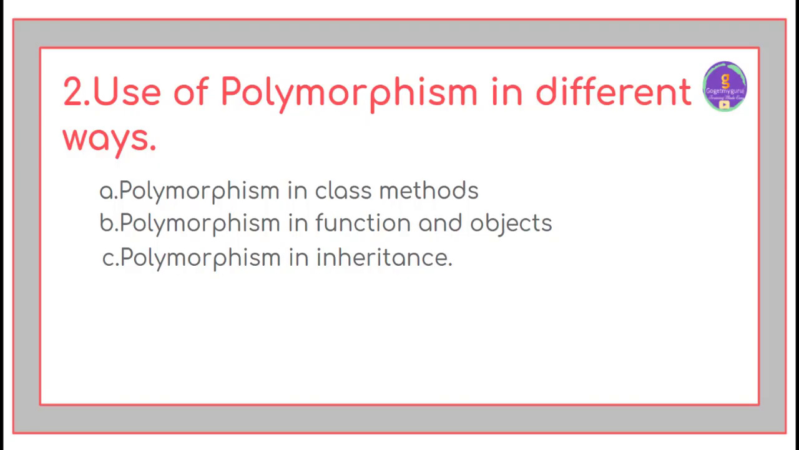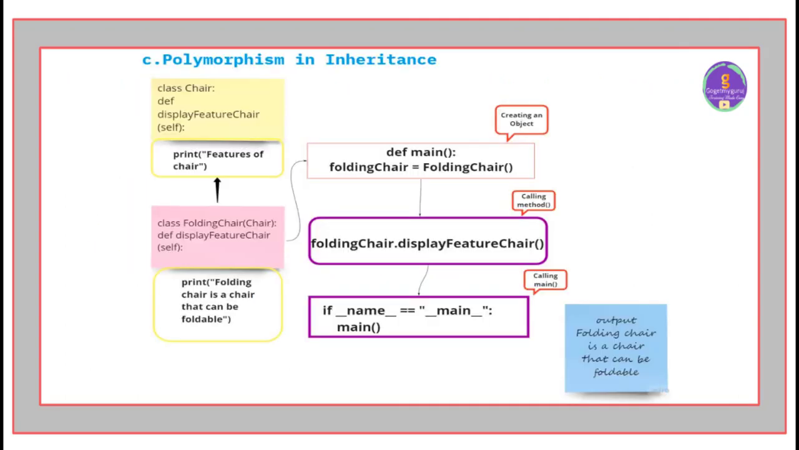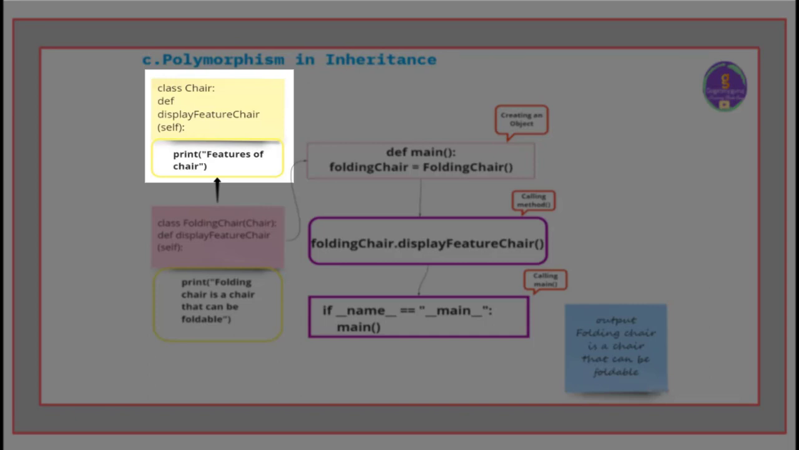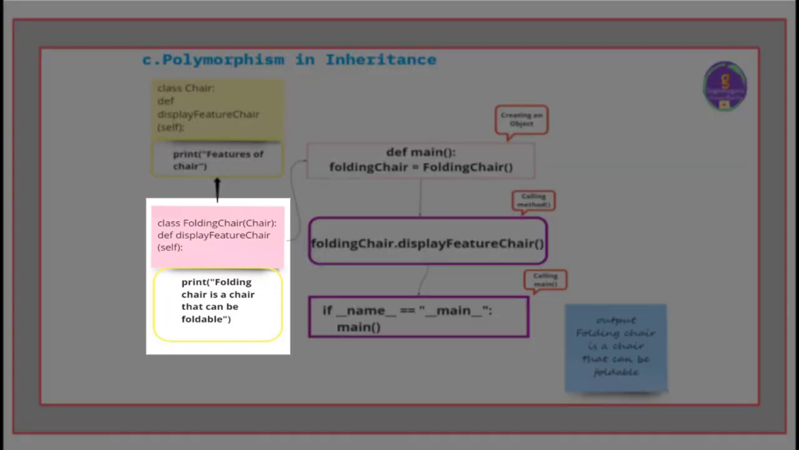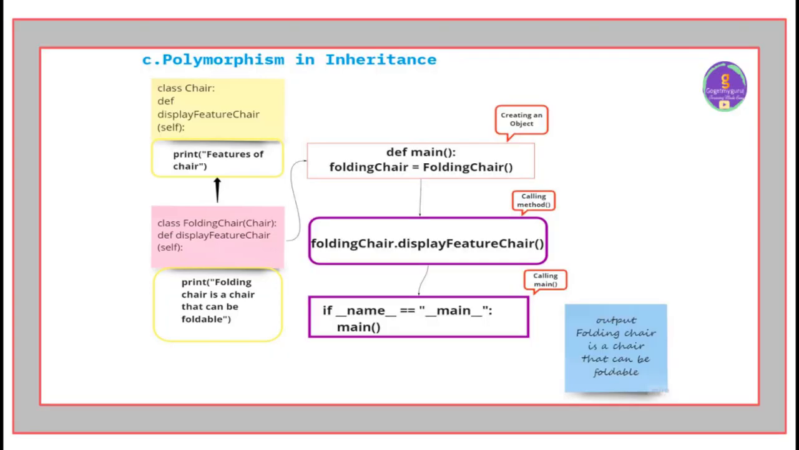And then the last is the use of polymorphism in an inheritance. In this case, I created a class named chair, and then defined a method that is display feature chair with the self keyword, and one print function with the string value, features of chair. Then I created one more class, called folding chair, and it has the same method which is in the chair class, and it also has one print function with a different implementation. That is, folding chair is a chair that can be foldable. Hence, it is an inheritance concept.